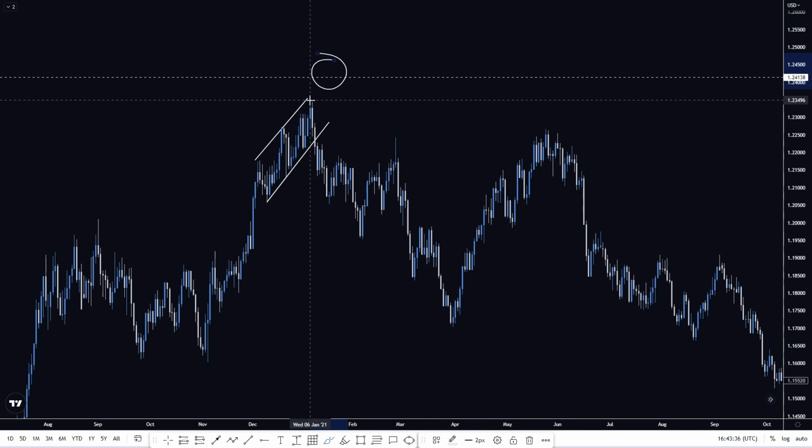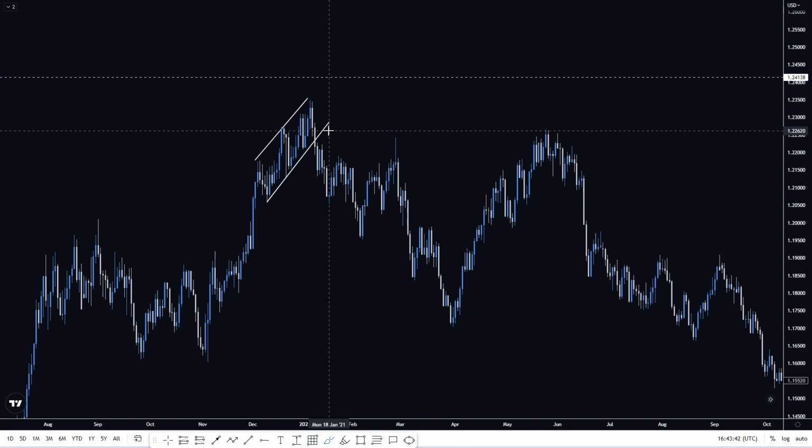So it would indicate to me that we may not be completely ready to actually break down to the downside completely, and what we may do is actually consolidate around a little bit more and create another potential swing point to actually sweep above before then moving lower.